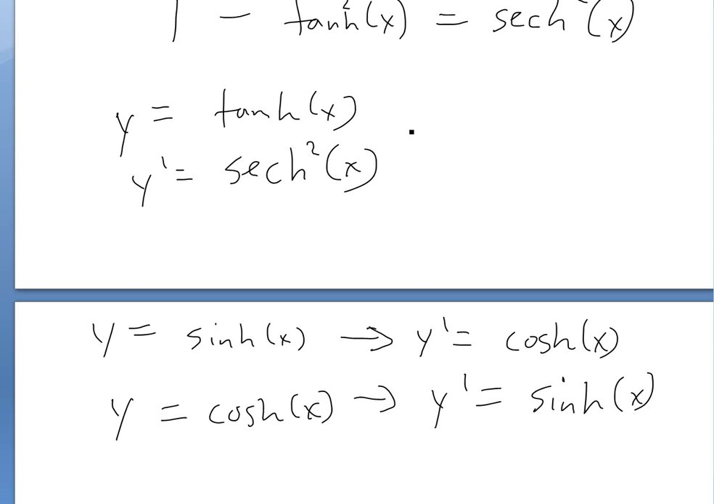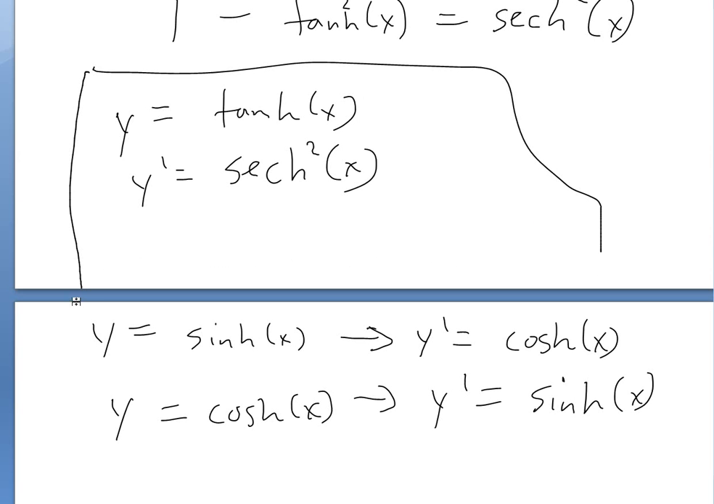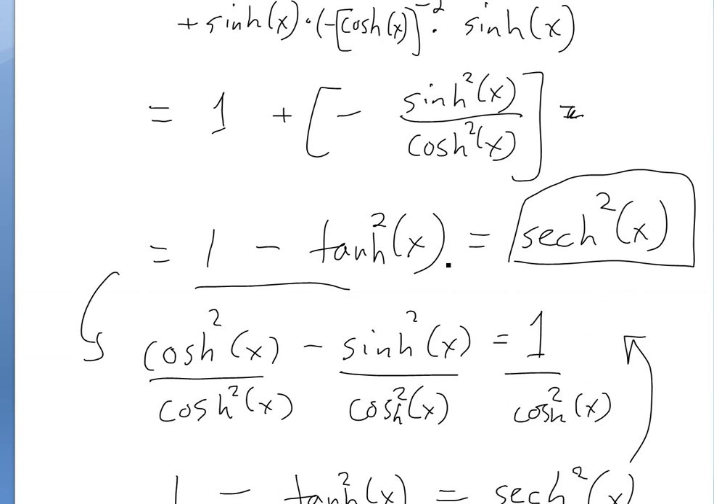Well, that's all for today. This is just a summary of here. It's very similar to the trig derivatives, except there's no negative here for the derivative of cosh x.